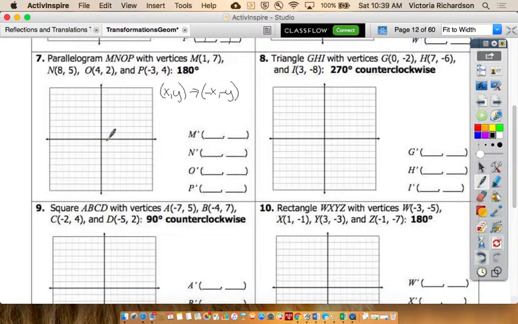M is 1, 7, so 1, 1, 2, 3, 4, 5, 6, 7. Label your point. N is 8, 5, so all the way over, and 1, 2, 3, 4, 5. O is 4, 2, 1, 2, 3, 4, up 1, 2. P is negative 3, 4, so I'm going to go over 1, 2, 3, and up 1, 2, 3, 4. Make a point. That's P. Now I'm going to connect my lines.